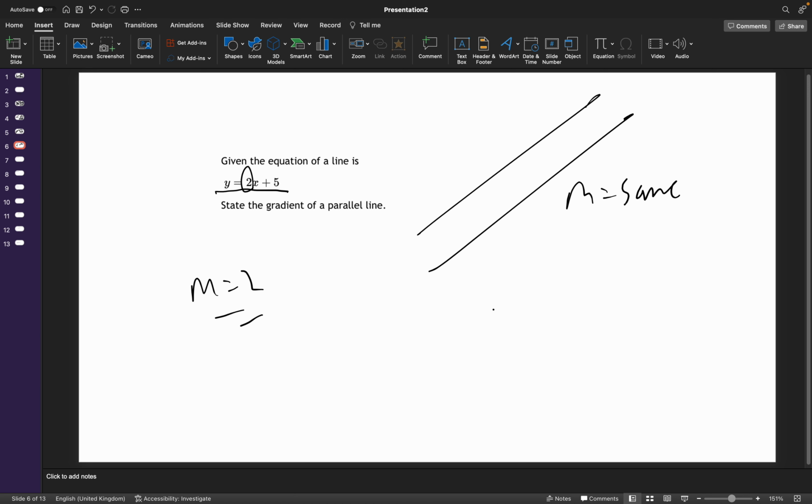However, if the question said 2y equals 2x plus 5, that's the equation of the initial line, and we want to find the equation of a line that's parallel to it, don't write 2.